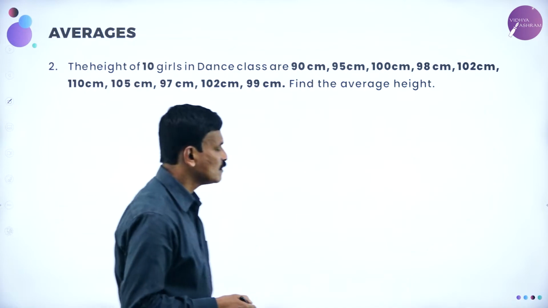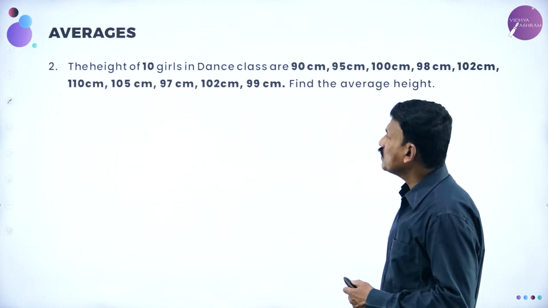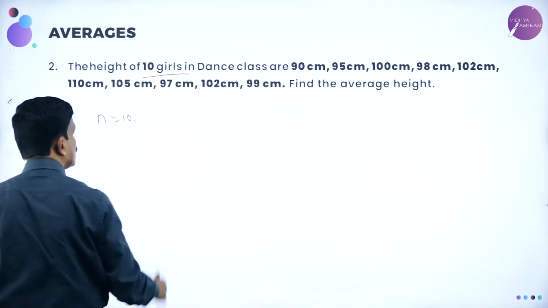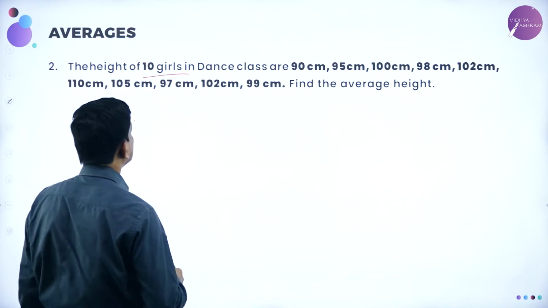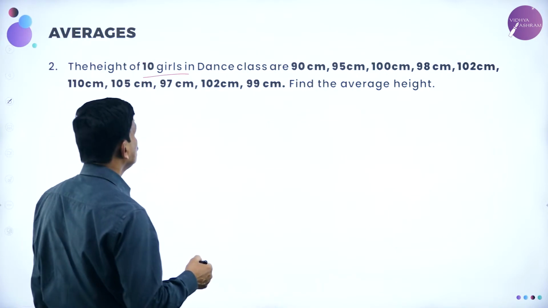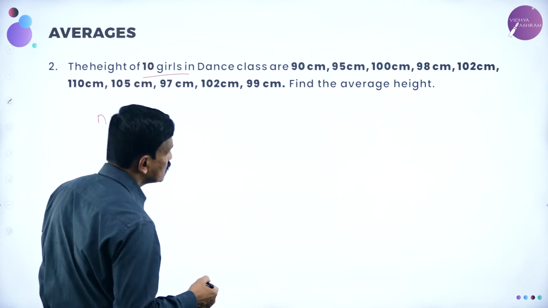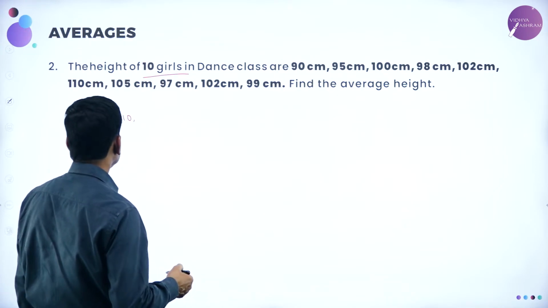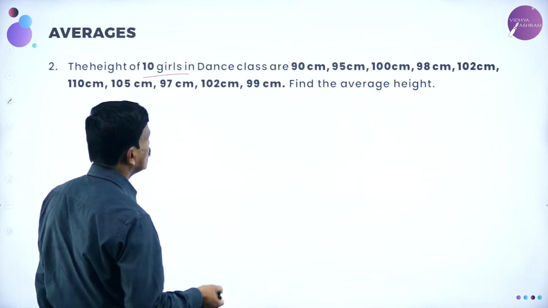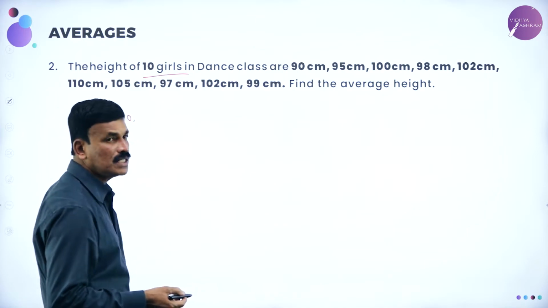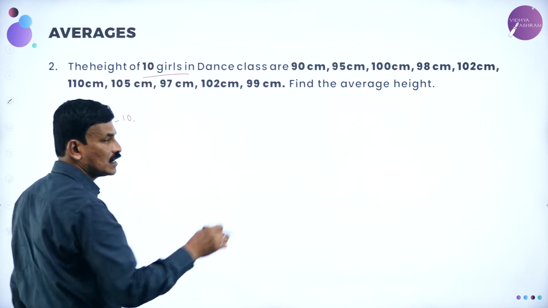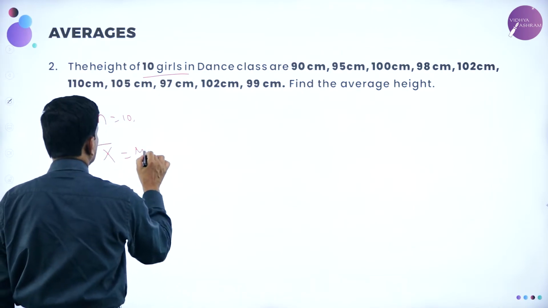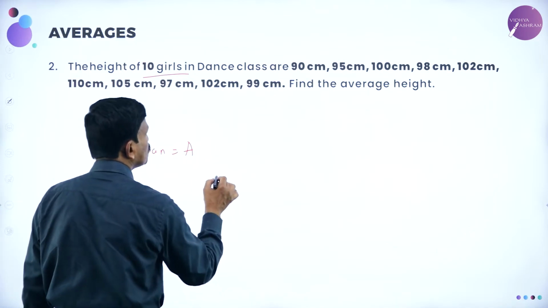Now, move on to the next problem. A similar type of problem. The heights of 10 girls, n is equal to 10. The heights of 10 girls in a dance class are 90 centimeters, 95, 100, 98, 102, 110, 105, 98, 102 and 99 centimeters. Find the average height. That is nothing but x bar, the mean, or the average.